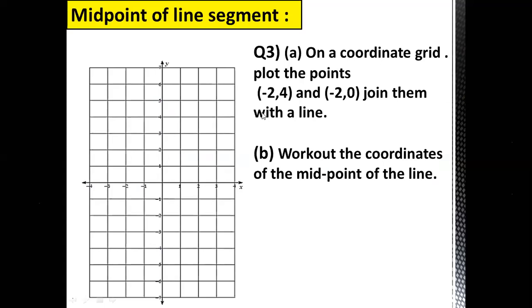So you started with (-2, 4). You plot that. Okay, I will go by (-2, 4). This is the point. And then? (-2, 0). Where will (-2, 0) be? It will be on the x-axis. That's right. And then I will join them by? A line. Join them by a line.